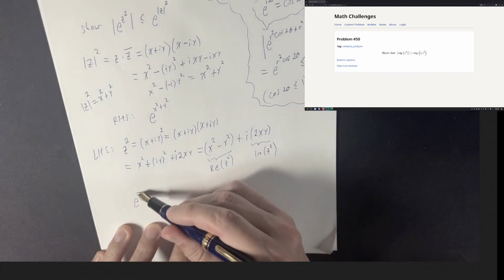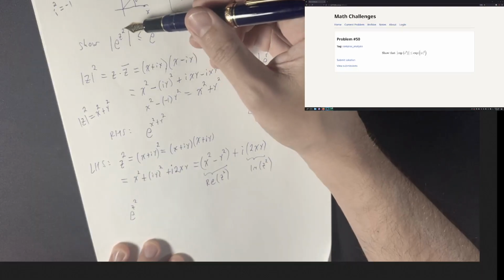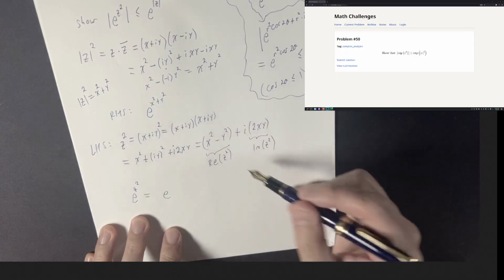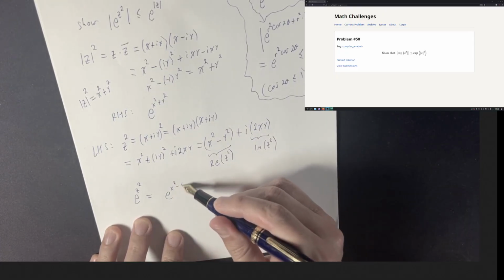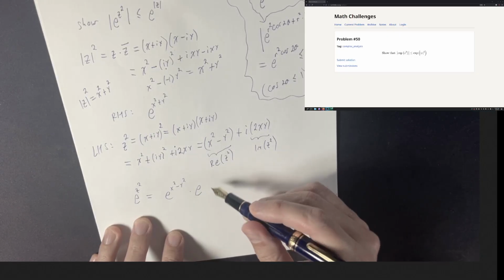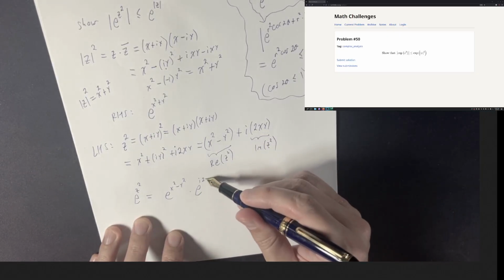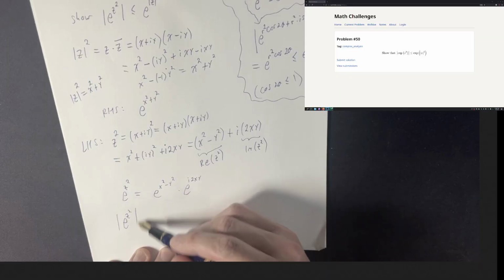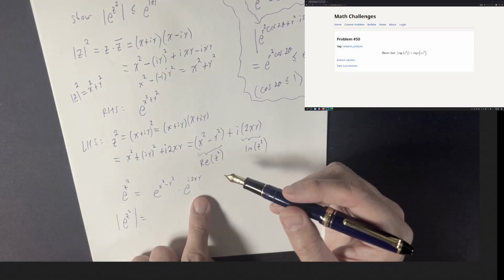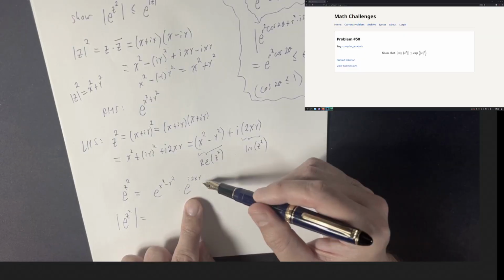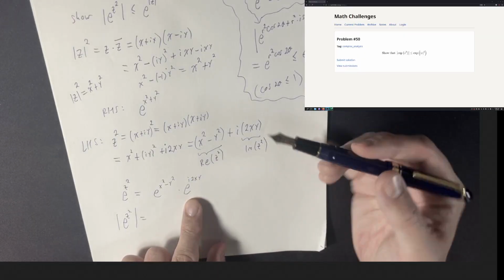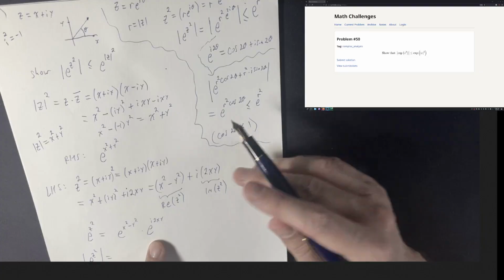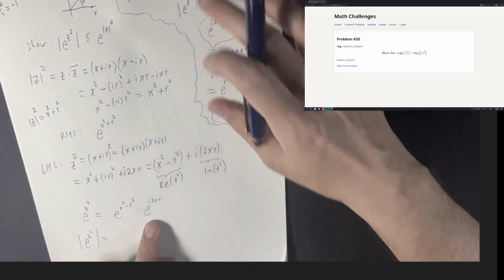Which means when you take e to the z squared, that's our left-hand side here, you're really getting e to all this stuff that I just wrote down. So you're getting this part, and then you're getting e to the i times 2xy. But now we want to take the magnitude of e to the z squared. So it's the magnitude of this times the magnitude of this, but the magnitude of e to the i anything, e to the i theta, is going to be 1, again, by Euler's identity.